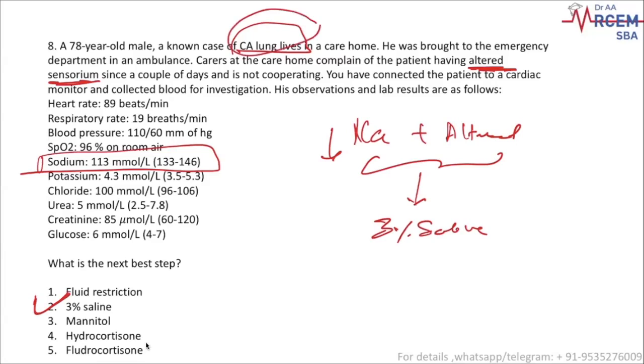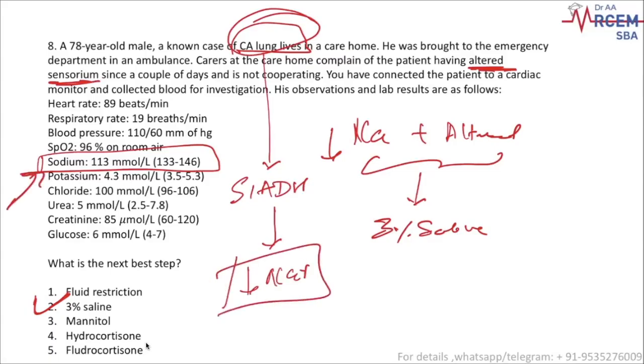There is a CA cancer. CA cancers are very commonly known to secrete more ADH hormone, causing syndrome of inappropriate antidiuretic hormone secretion. This most commonly causes low sodium values. That's why this patient is having low sodium values. What we do: if the patient has low sodium along with a seizure or an altered sensorium, we treat them with hypertonic saline.